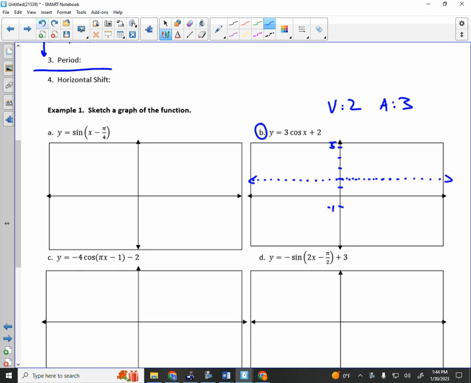Then we do the period. Take 2π and divide it by the number in front of x. What's the number in front of x? 1. So the period is just 2π. So I'm going to mark off 2π, π, π over 2, 3π over 2.